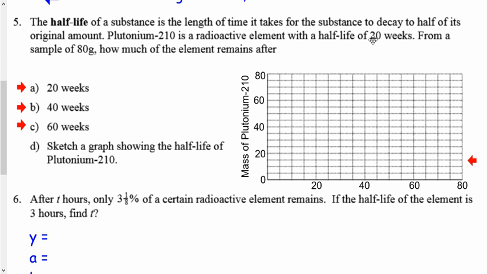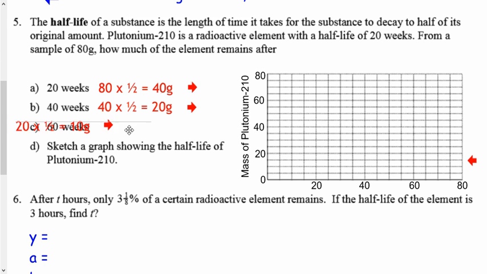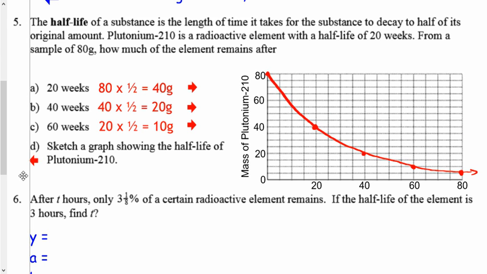Well, we know here that our half-life is 20 weeks. So if we're starting with 80 grams, then after 20 weeks, we'll have half that amount left over. We'll have 40 grams. Well, if 20 more weeks pass, then we can say we'll take that 40 grams and find half of that, which will leave us with 20 grams. 20 more weeks, we'll take half of that 20 grams, and we get 10 grams left. So if we were to sketch a graph, here's what these points will look like. And I connected the dots as well.